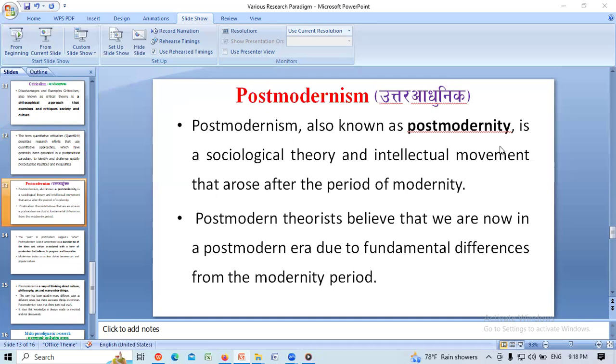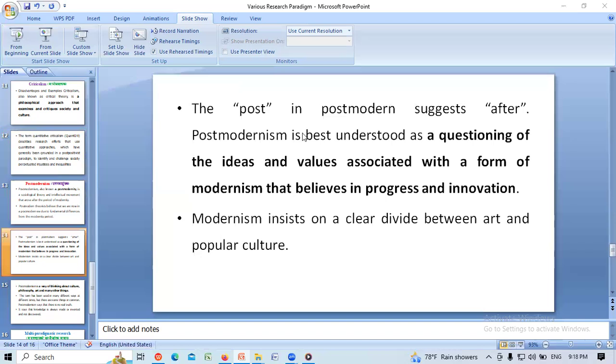Postmodernism, also known as postmodernity, is a sociological theory and intellectual movement that arose after the period of modernity. Postmodern theories believe that we are now in the postmodern era due to fundamental differences from the modernity period. The post in postmodern suggests after; postmodernism is best understood as a questioning of the ideas and values associated with a form of modernism that believes in progress and innovation.